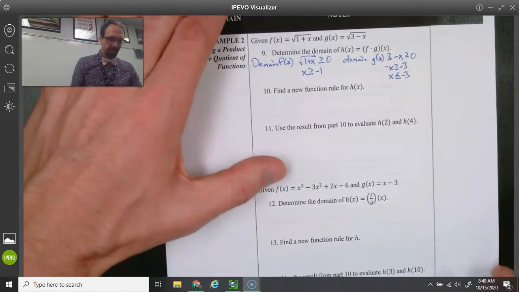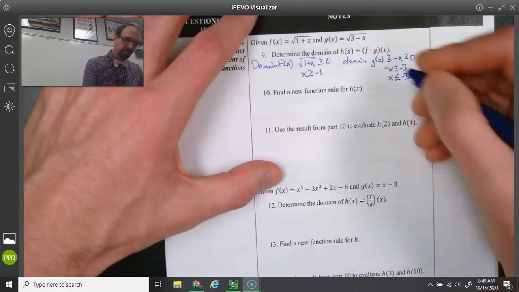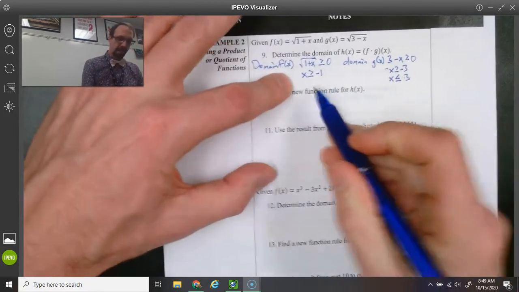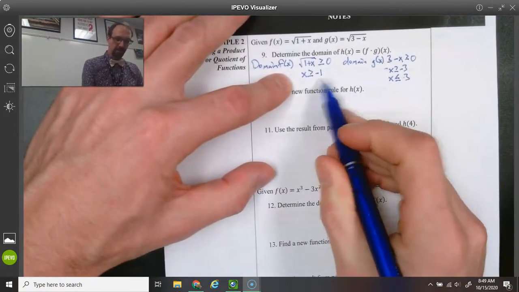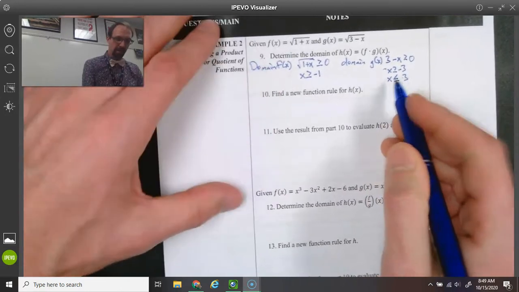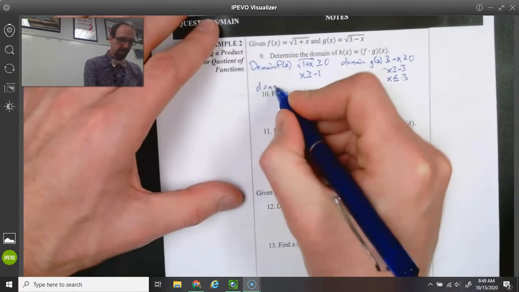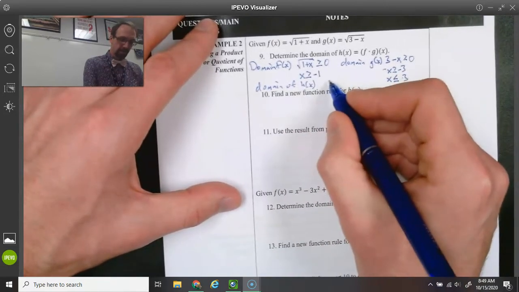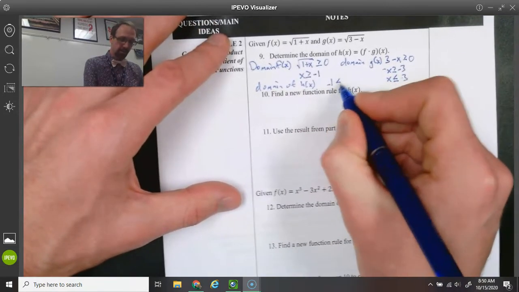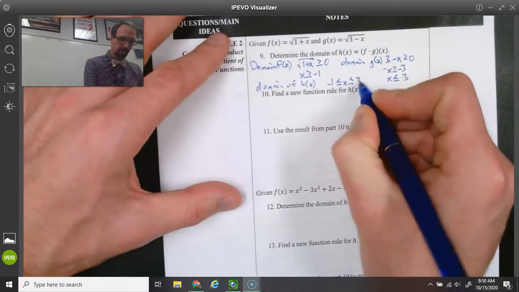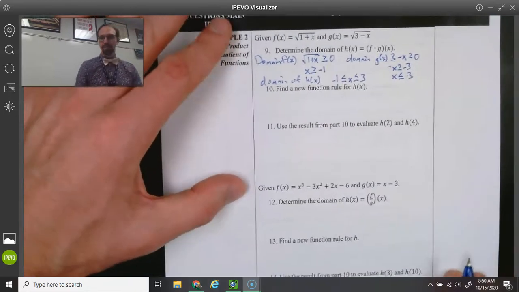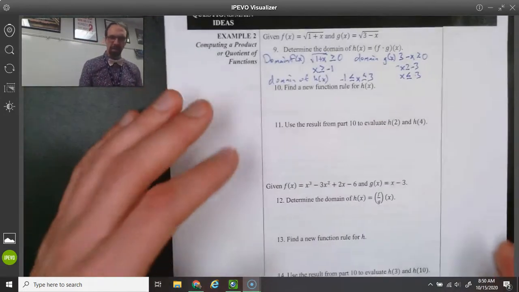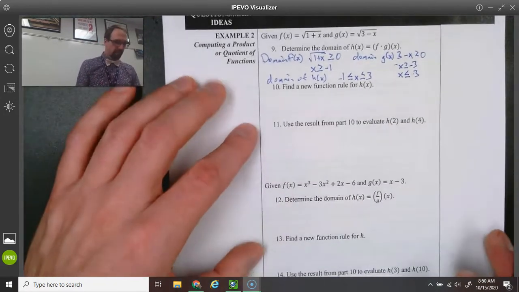So if I look at this, I kind of have a band. My values are between -1 and 3 inclusive. So the domain of h of x is between -1 and 3. So this is kind of an "and" function when we're talking about compound inequalities. Find a new function rule for h of x.